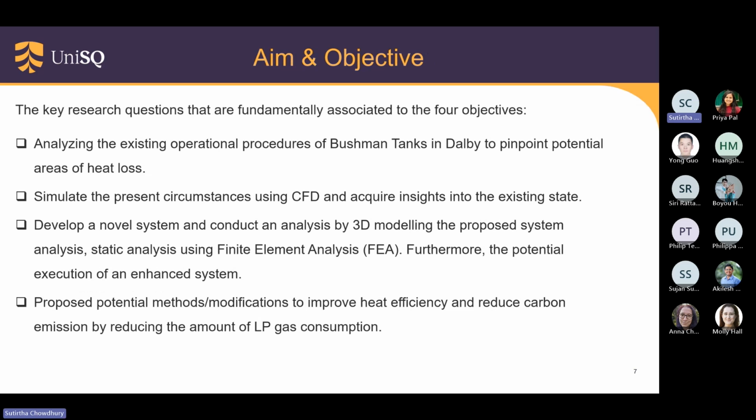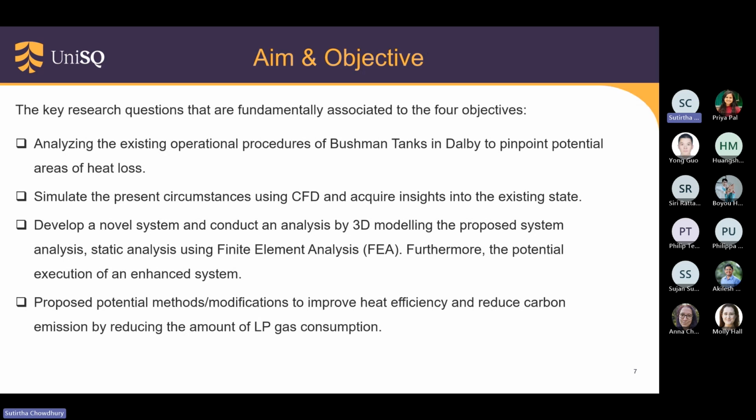The aim and objective of our research is to analyze the existing operational procedures of Bushman tanks in Dalby to pinpoint the potential areas of heat losses, where they are losing the heat. Afterward, simulate the present circumstances using CFD and acquire insights into the existing state. Afterward, develop a novel system and conduct an analysis by 3D modeling, statistical analysis using finite element methods, and furthermore, the potential execution of an enhanced system.